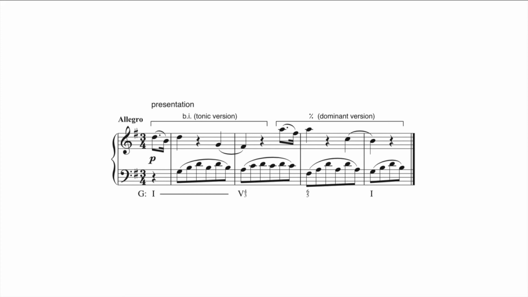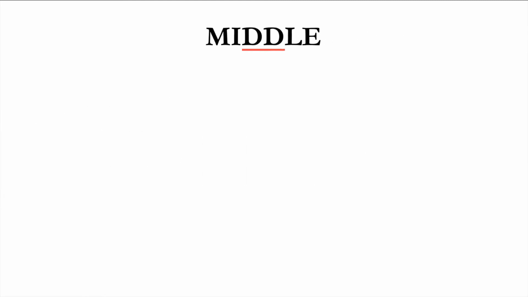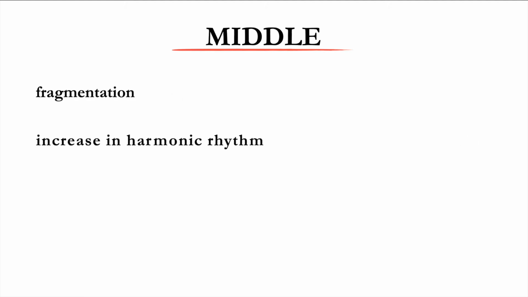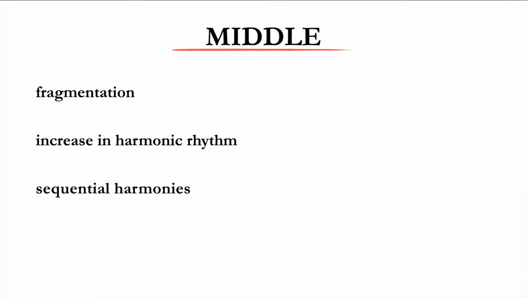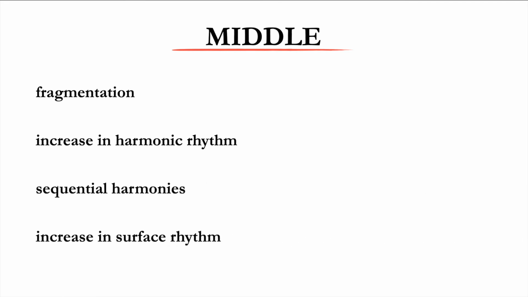In contrast to beginnings, middles express a sense of instability, an amping up of musical excitement, a sense that we're on the move, so to speak. Composers use specific features to express this sense of motion and destabilization, and in general, it's helpful to identify 4 specific techniques: fragmentation, an increase in harmonic rhythm, sequential harmonies, and an increase in surface rhythm.